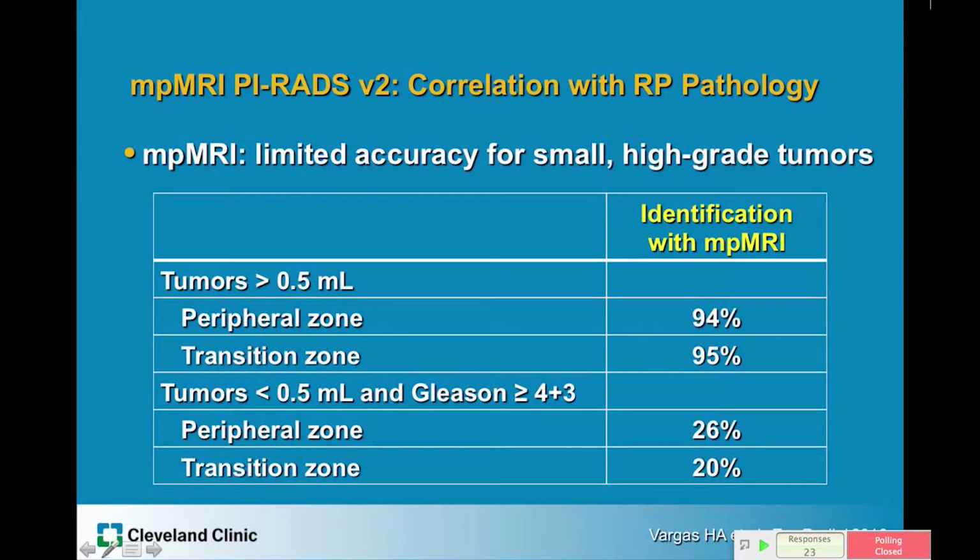What are the limitations of MRI and MRI-guided biopsy? Well, we know that it depends on the size of the tumor. And this study looked at that and looked at tumors greater than 0.5 milliliters in volume. And if tumors were that size, regardless of whether they were in the peripheral zone or transitional zone, the identification was quite high, 94, 95%. But if tumors were small, less than 0.5 milliliters, despite the fact that they were high grade or high risk tumors, detection rate fell dramatically. So 3/4 of these tumors were missed.